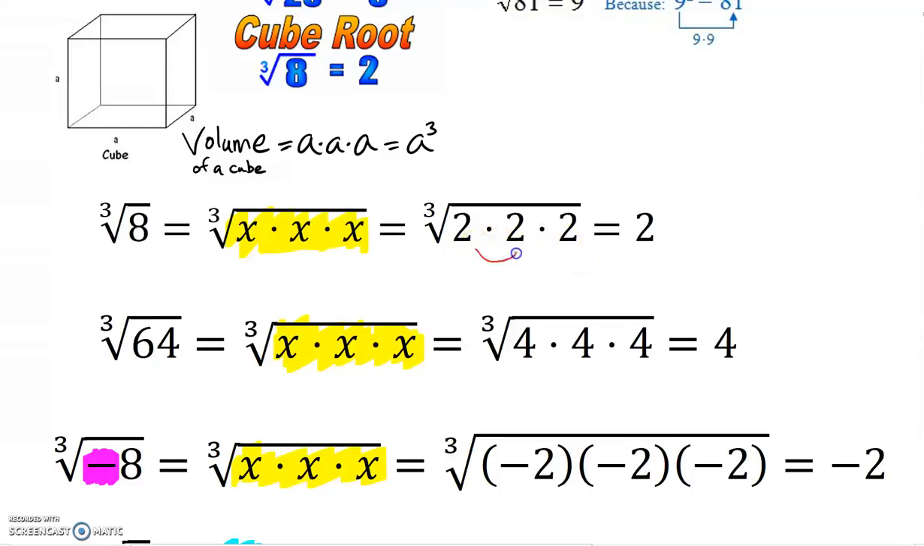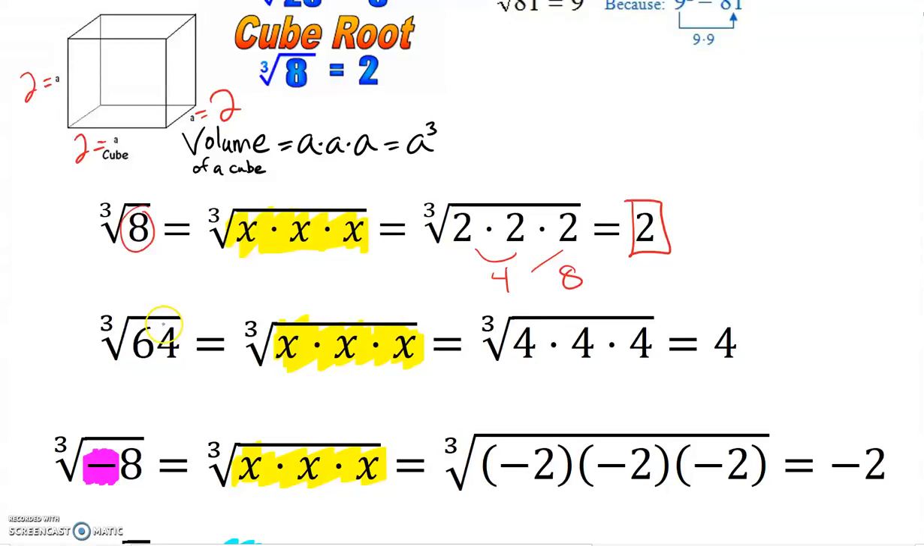All right? 2 times 2 is 4. 4 times 2 is 8. That matches the number under our root symbol. And this number here, 2, will tell us the side lengths. Okay? 2 equals A, 2 equals A, 2 equals A. So that's one way of thinking about this.